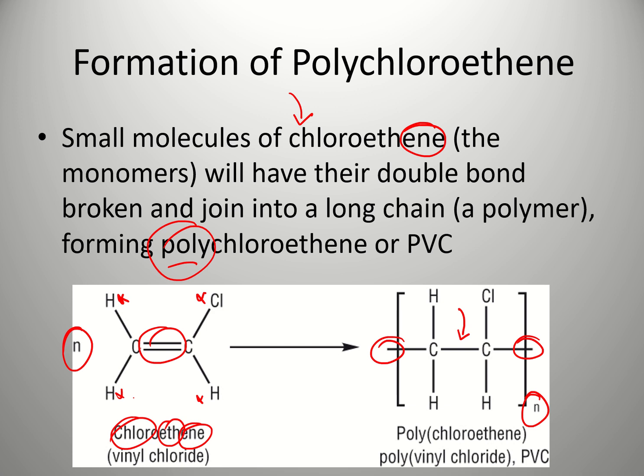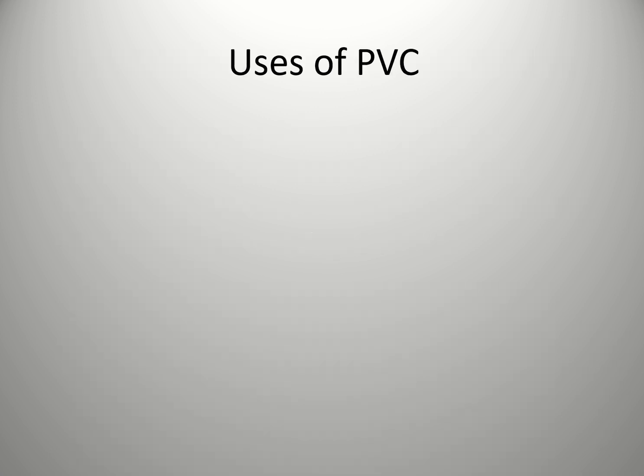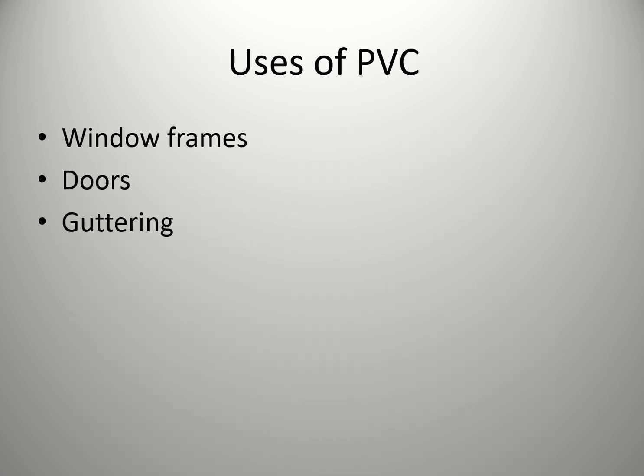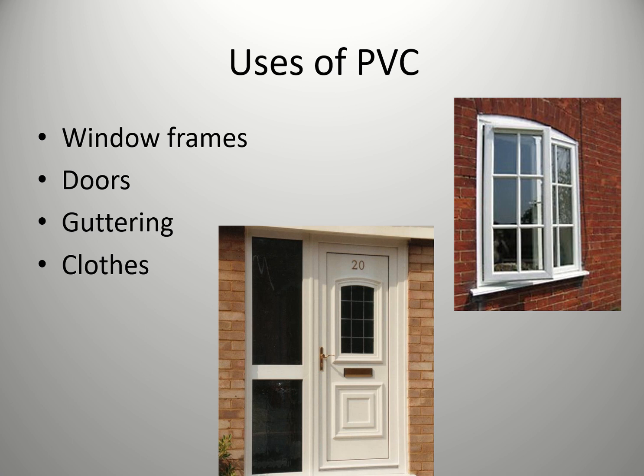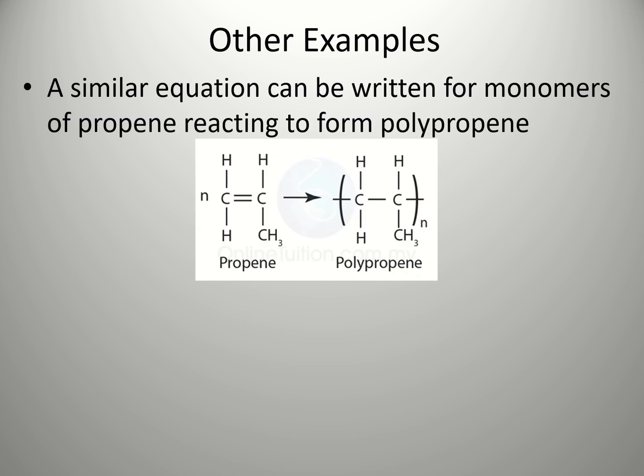That's polyvinyl chloride, the common name given to that polymer. So I'm sure most of you have heard of polyvinyl chloride before. Uses of it: window frames, doors, gutterings, things like that. Okay, so again, guys, have a couple of those at your disposal, so if you are asked for them in an exam, you can set them out there.